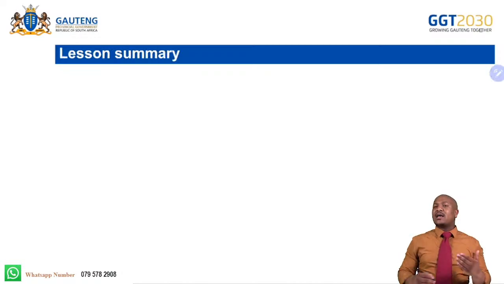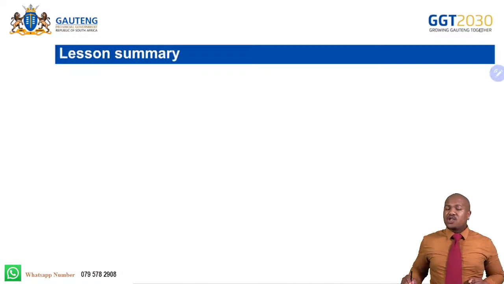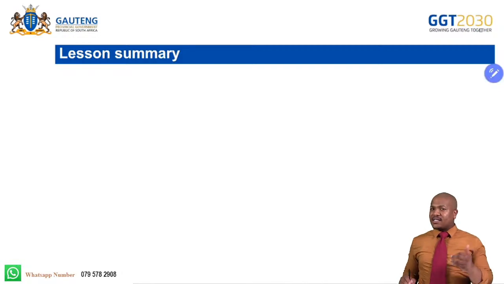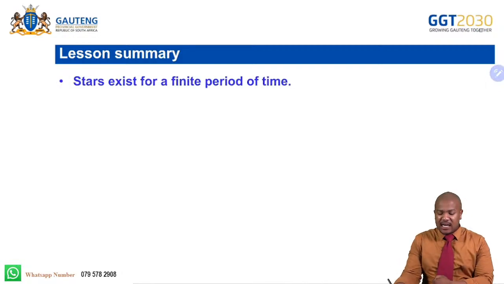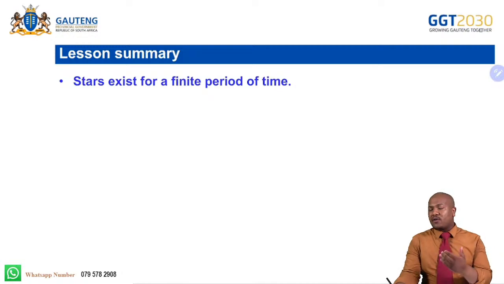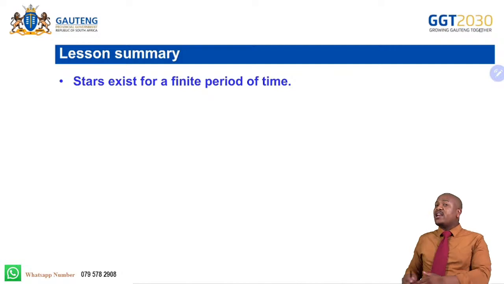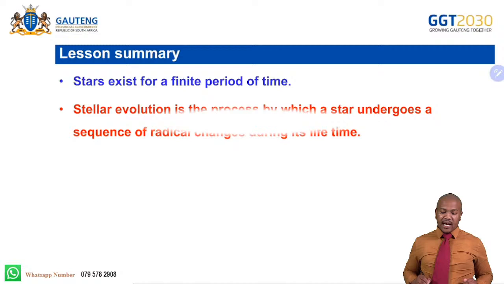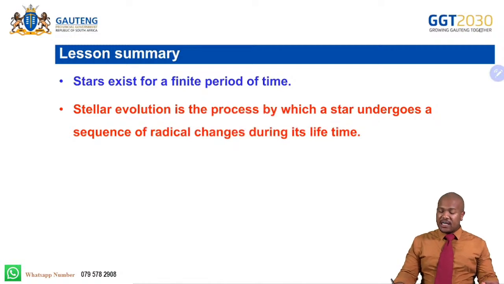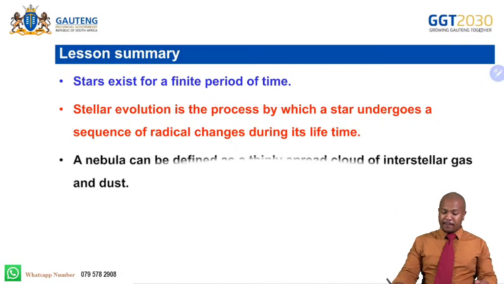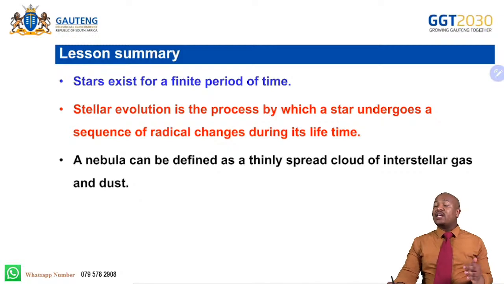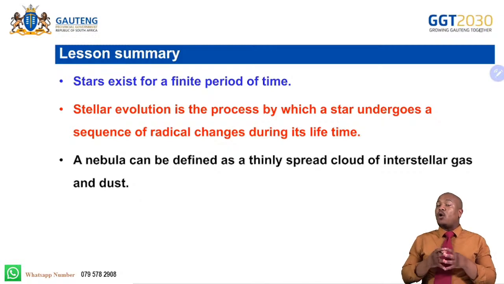Now, let's summarize what we have learned for today. Today we're talking about the birth of a star. We said that stars exist for a finite period of time, meaning they are born, they live, and they die. They only live for a certain period. Stellar evolution is the process by which a star undergoes a sequence of radical changes during its lifetime. And a nebula is where stars are formed or born.